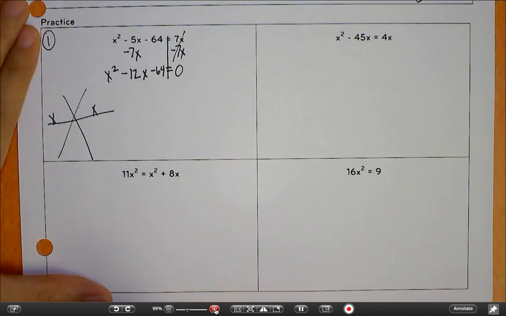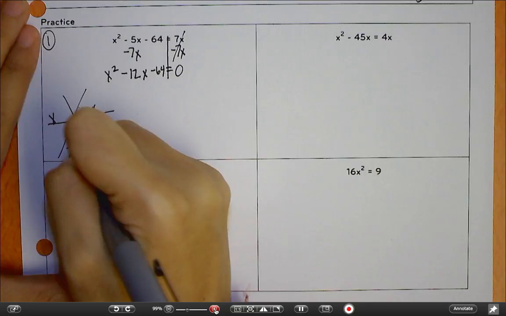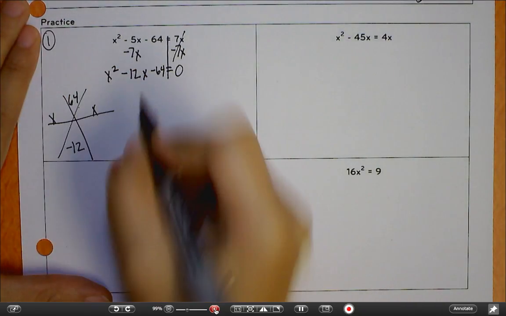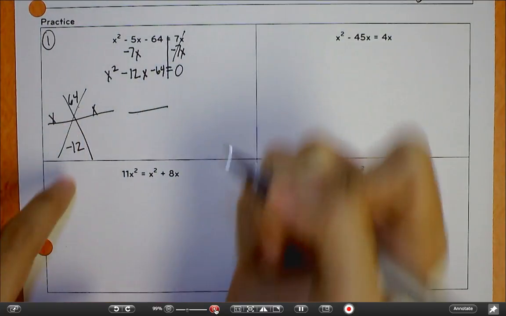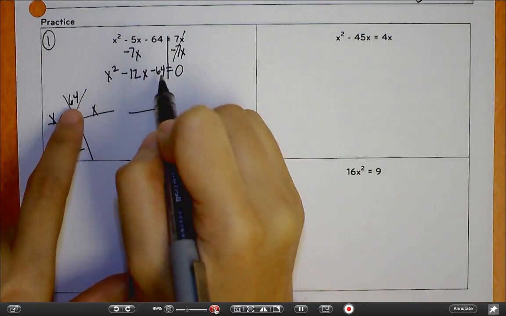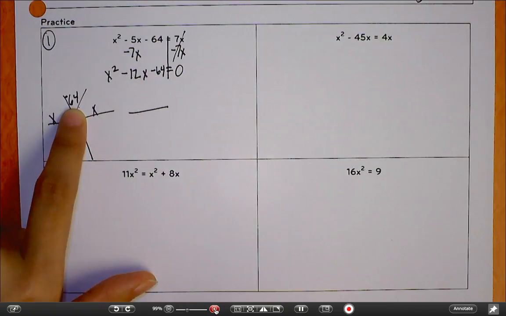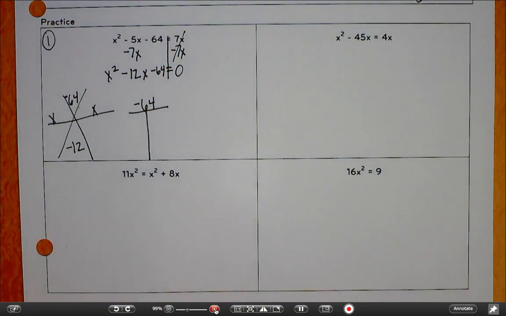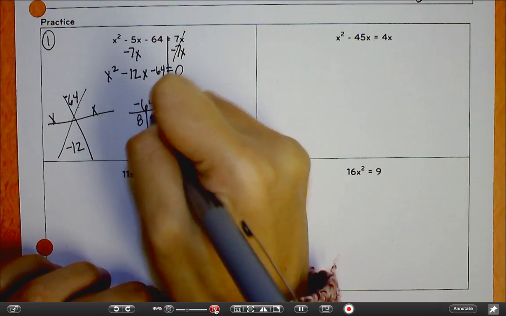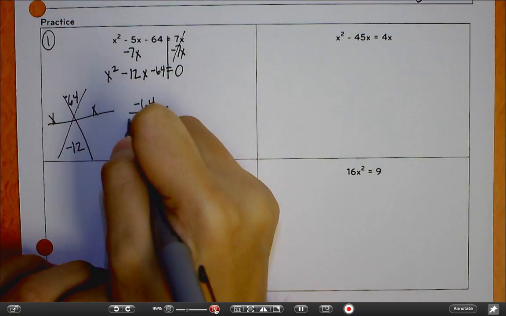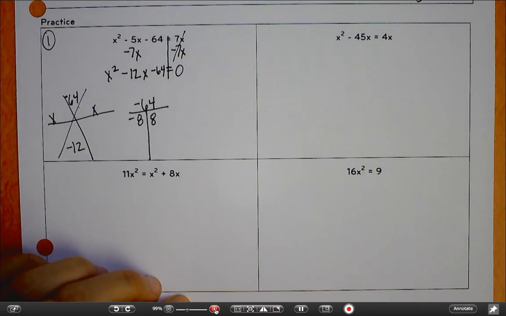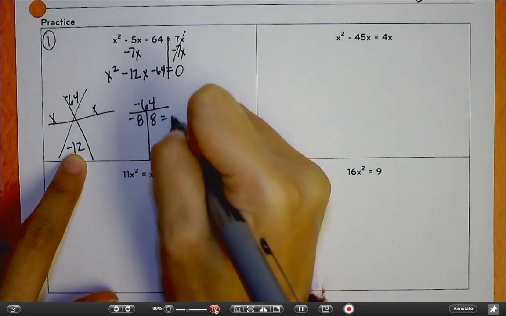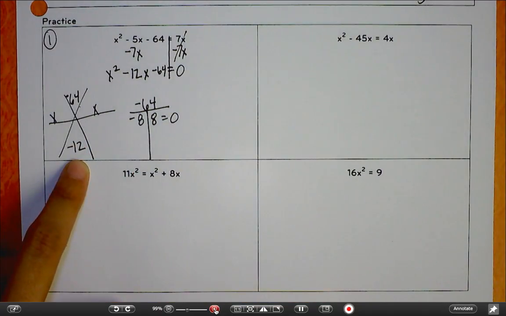Put your x on the wings. B is going to go on the bottom. 64 is going to go on top. So I want to find factors. Oops, there should be negative 64. There we go. I need to find factors of negative 64. I know 8 times 8 is going to give me 64. Since it's negative, one of them has to be negative. And I know this won't work because negative 8 plus 8 is going to give me 0, and I need it to be negative 12.